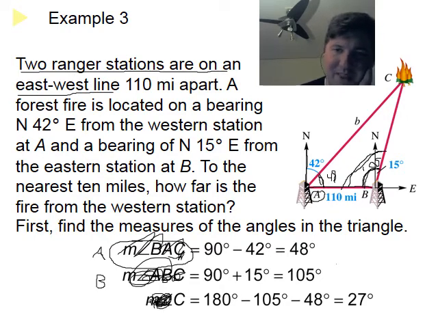Angle C, the last angle. We take 180 and we subtract our two angles. We subtract the 105 and the 48 that we just found, and we get 27.